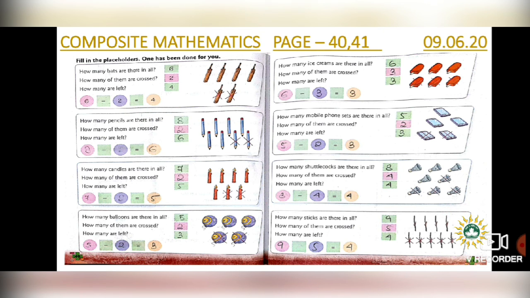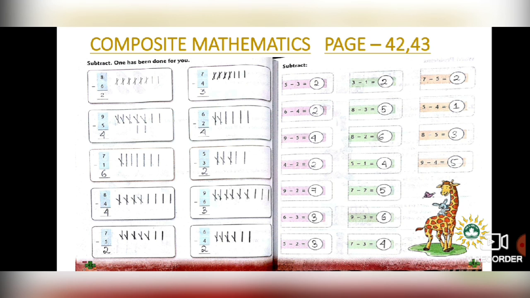You will also do page 42 and 43 of your composite maths. And next you will do page 6 of your mental maths. After you complete your work, please check the answer from the answer sheet that I have given.